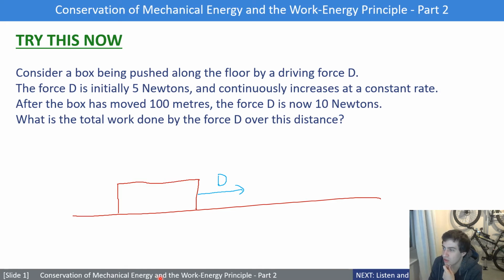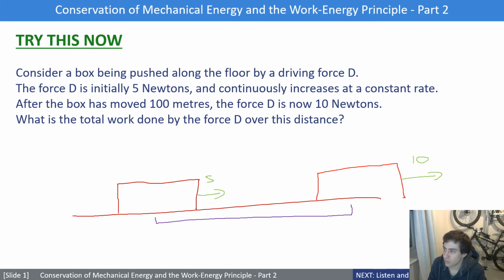So effectively, in terms of before and after, let's just draw it out. Okay, so 5 newtons initially, 10 newtons as a final, and 100 meters separating these two different states. We don't know how long it's taken. In fact, we won't need to for this question. All that matters is that we have been definitely guaranteed that it's a continuous increase at a constant rate.